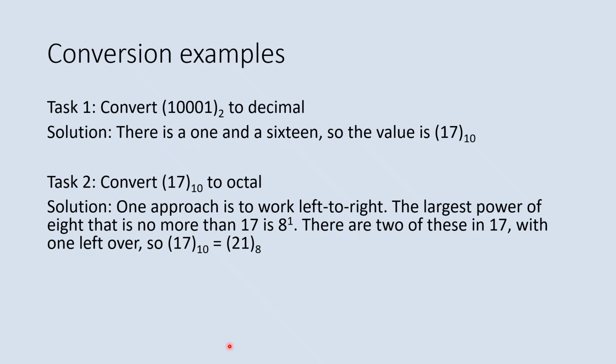8 to the first, because 8 squared is 64, so that's too big. So there is an 8 in 17, but not just one 8, there are two 8s in 17. So we're going to put a 2 in the 8's position, and then there's one more left over from that point, so a 1 in the 1's position. So 17 in base 10 is the number 2, 1 in base 8. We don't say 21, because 21 means 2 10s and 1.